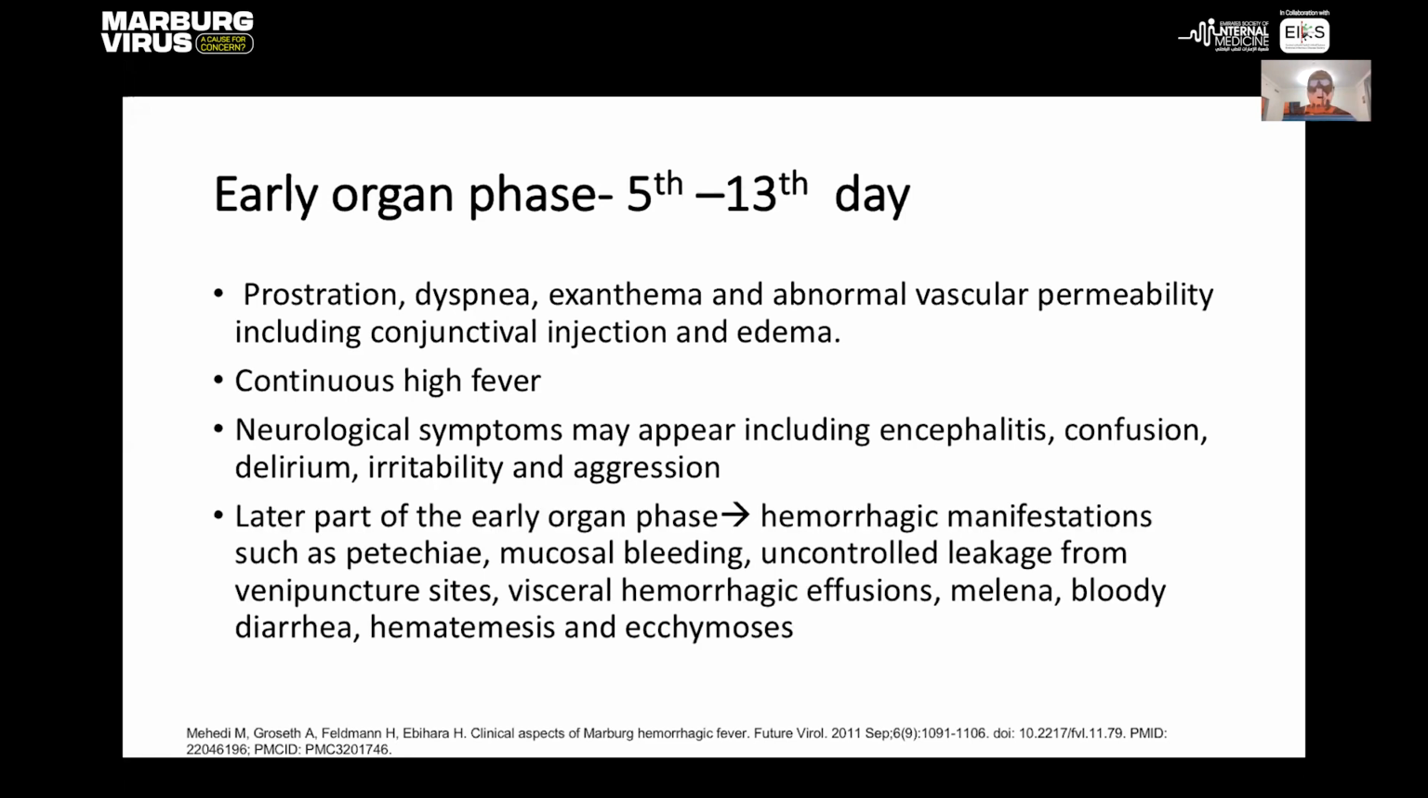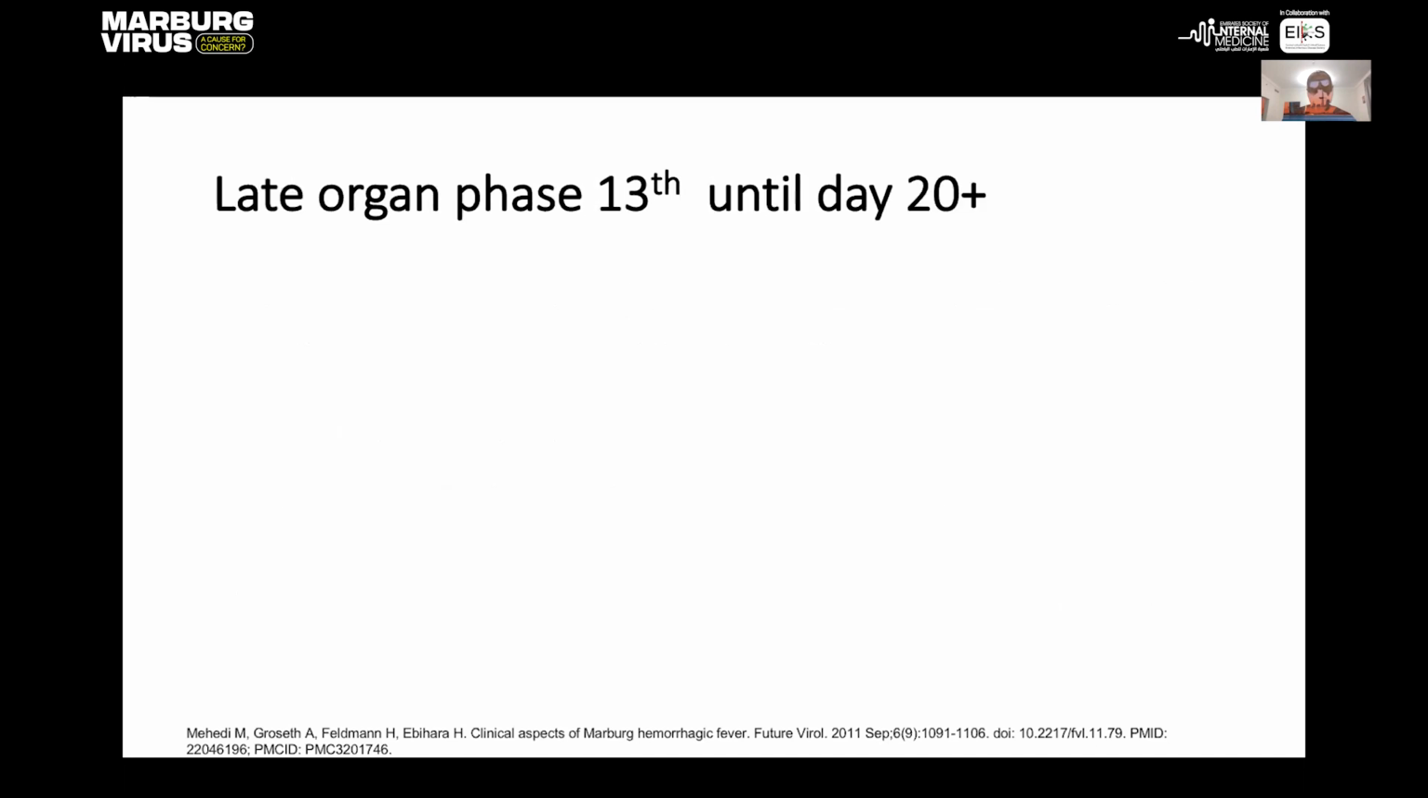And in the later part of the early organ phase, you can see hemorrhagic manifestations like petechiae, mucosal bleeding, uncontrolled leakage from venipuncture sites, visceral hemorrhagic effusions, melena, bloody diarrhea, hematemesis, and ecchymosis. Now, this again is common for all kinds of hemorrhagic fevers. But again, if you get them in a very severe form and you don't have an alternative diagnosis, you can consider Marburg virus as one of the differentials.